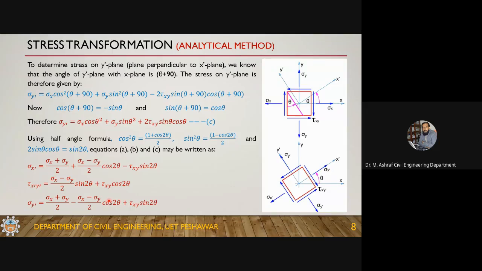Later on Mohr developed the Mohr circle, and what is the relation between these equations and the Mohr circle, we'll discuss in our coming class. So these are the three equations. Now we'll be dealing with these three equations. We'll not deal with A, B, C.